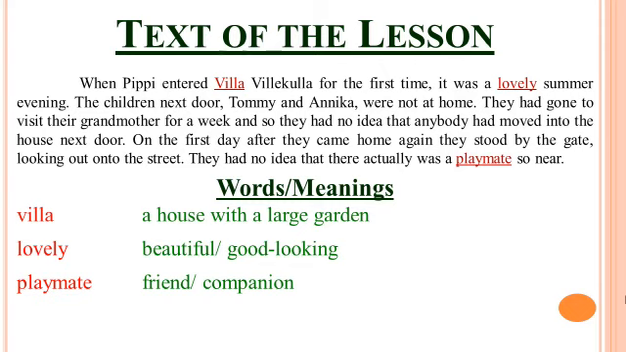Now I am going to explain the text. And so from this first passage we come to know about three characters, Pippi Longstocking, Tommy and Annika. Pippi is the main character of the story, as you know. So Pippi entered the house for the first time in the beautiful evening. Tommy and Annika lived in the neighbors and they went to visit their grandmother for a week. Therefore, they did not know that anybody had come in their neighbors. One day, after their return to home, when they were looking out from their gate on the street, they had no idea that their friend lived close to them.